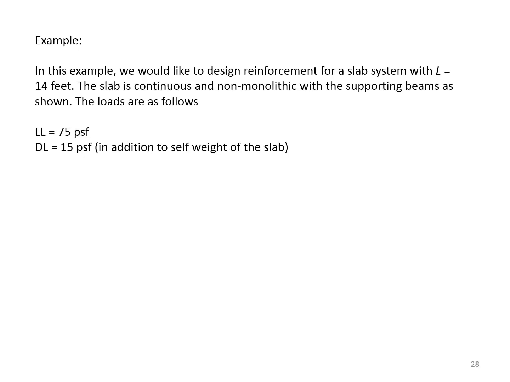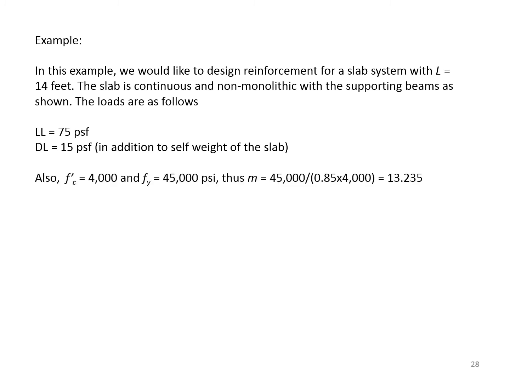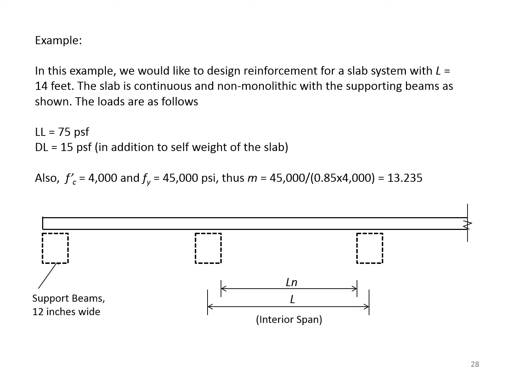Here is an example. In this example, we would like to design reinforcement for a slab system with L equal to 14 feet. The slab is continuous and non-monolithic with the supporting beams as shown. The loads are as follows. Live load is 75 psf, dead load is 15 psf, and this is in addition to self-weight of the slab. If f'c is 4,000, fy is equal to 45,000 psi. Therefore, the parameter m is 45,000 divided by 0.85 times 4,000, which is 13.235.